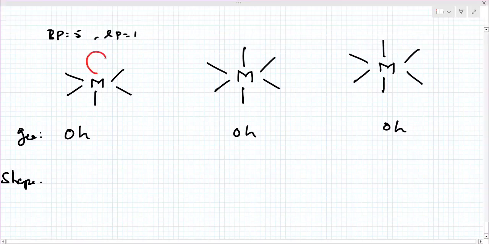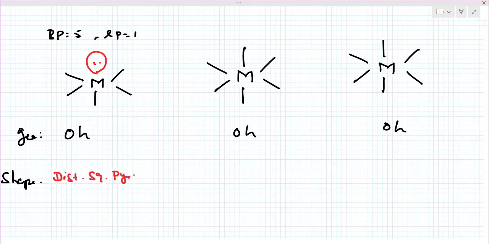Okay. Now what is the shape of this molecule? This is a distorted square base. Because this lone pair-bond pair repulsion is heavier compared to the bond pair repulsion, this is a distorted square pyramidal geometry. You got the point.